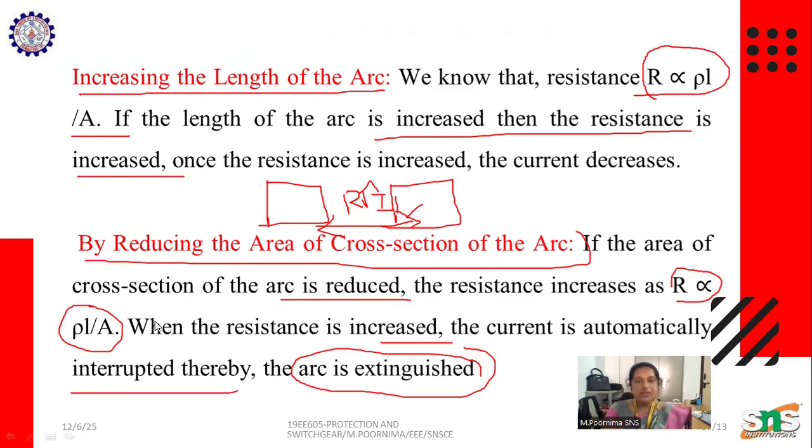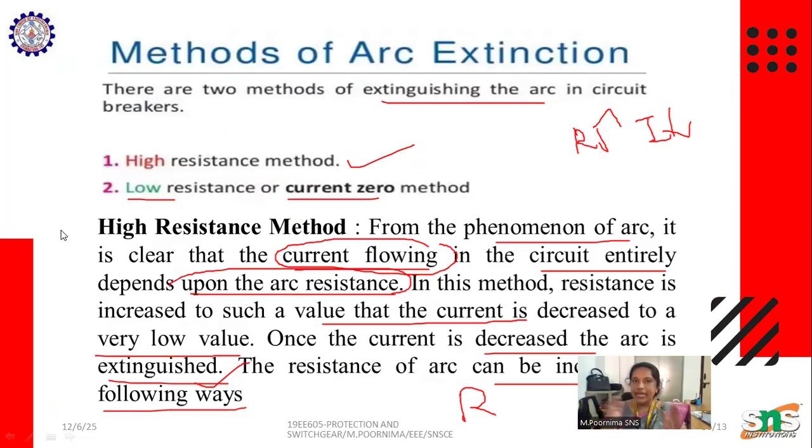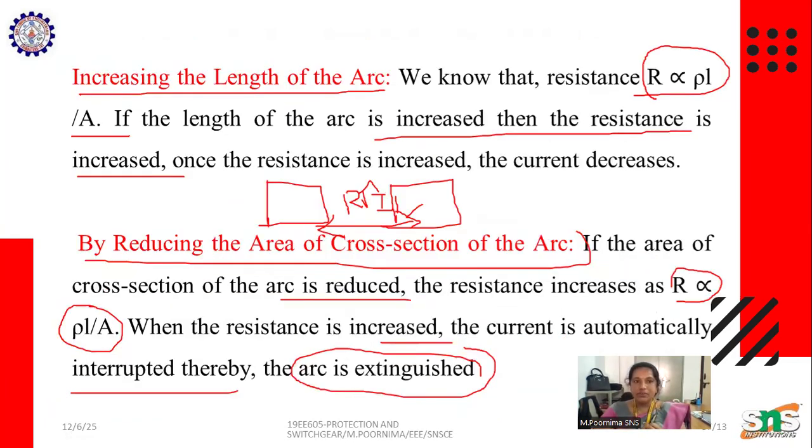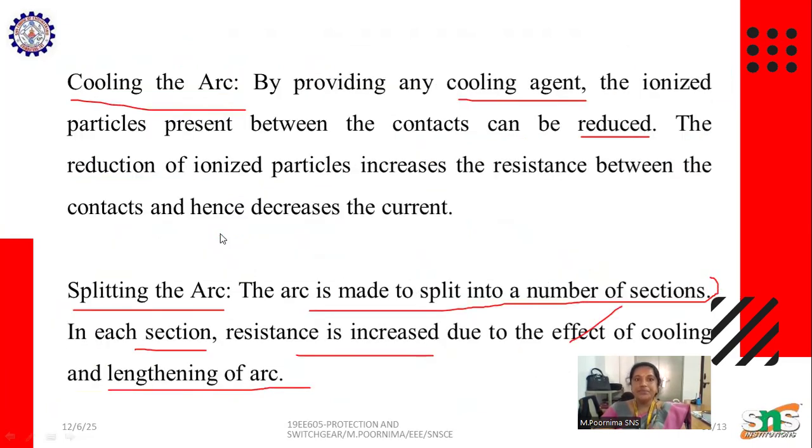This is the main method of extinguishing the arc. We know the high resistance method and the low resistance method. In the high resistance method, we have four ways: increasing the length of the arc, reducing the cross section of the arc, cooling the arc, and splitting the arc.